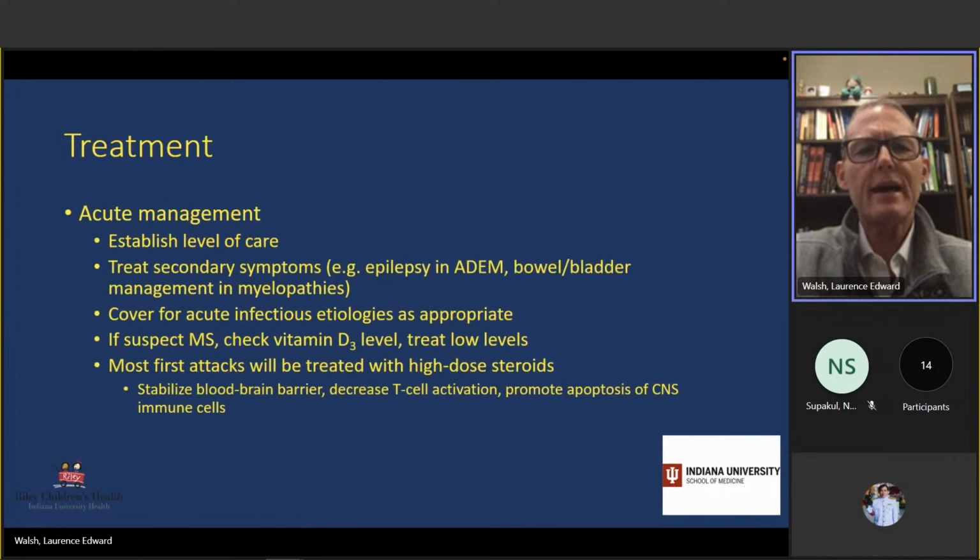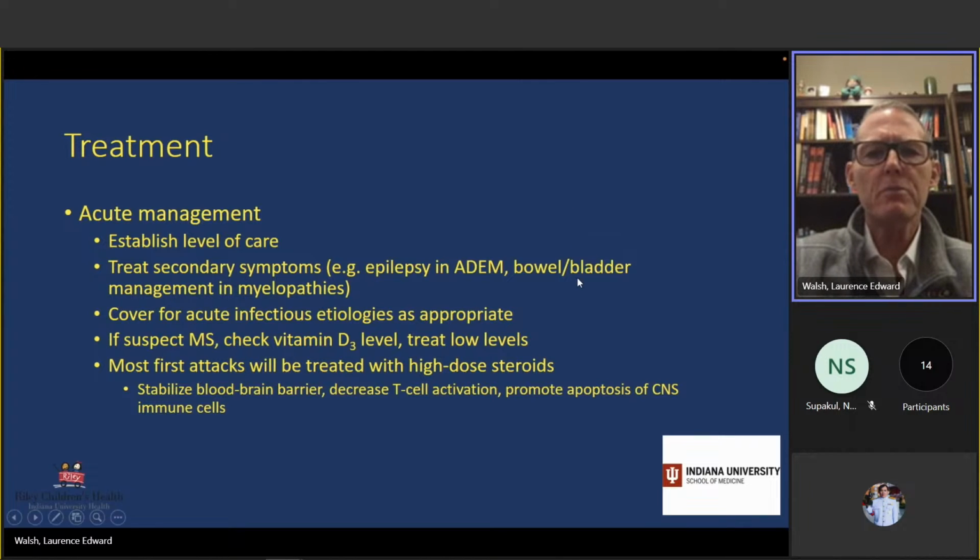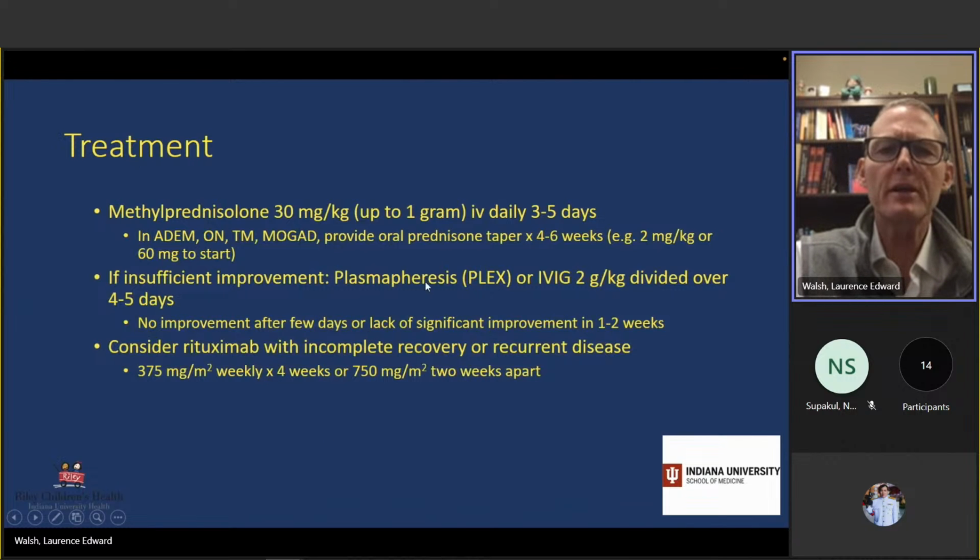Treatment: we have to establish level of care, because some of these children are critically ill and belong in an ICU. Don't forget about their blood pressure and their bladder and things like that. If you come in with a bunch of cells in your spinal fluid and look sick, I'm probably going to cover you with antibiotics and acyclovir. If we think it's MS, we should start looking at these other things that can be contributing factors. Most of the time, we're going to treat first attacks with high-dose steroids, methylprednisolone, 30 per kilo, up to a gram a day, generally for 5 days.